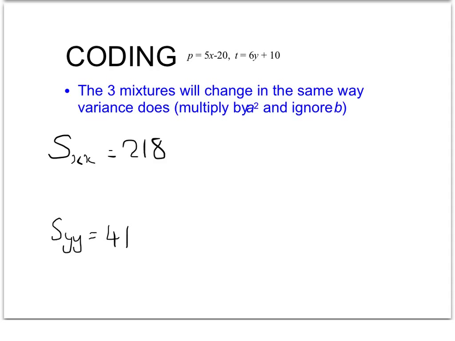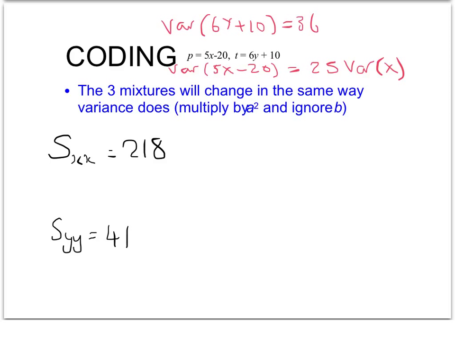Unfortunately, other things do change. So the 2 main mixtures, SXX and SYY, they will change. But they change in the same way as when you've done coding with discrete random variables. So if you had the variance of 5x minus 20, you know that that would be 25 times the variance of x. You ignore the minus 20 and you multiply by the 5 squared. The variance of 6y add 10, you know that would be 36 times the variance of y. We ignore that 10 and we times by the 6 squared.